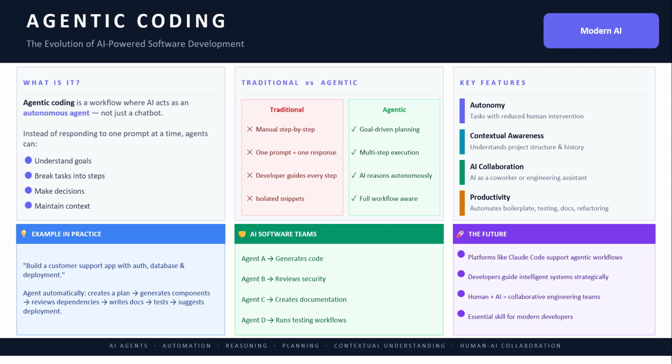In conclusion, agentic coding represents the evolution of AI from simple code generation toward intelligent software collaboration. It combines automation, reasoning, planning, and contextual understanding to create more efficient development workflows. The future of software engineering will likely involve humans and AI agents working together as collaborative teams to build smarter and more innovative solutions.